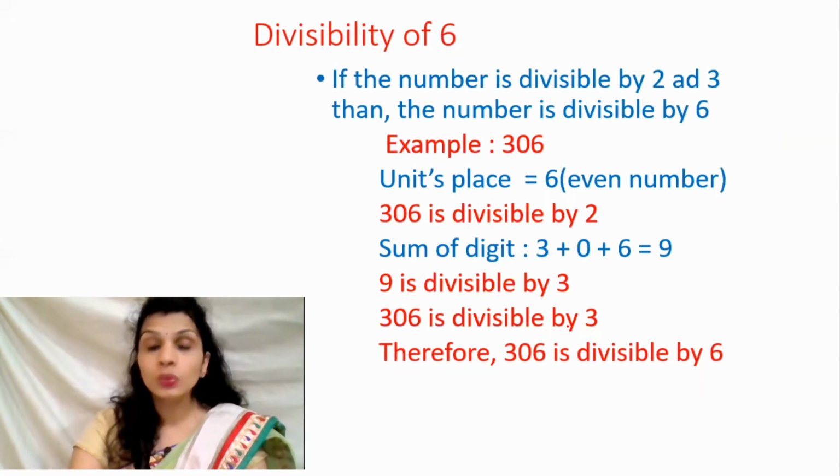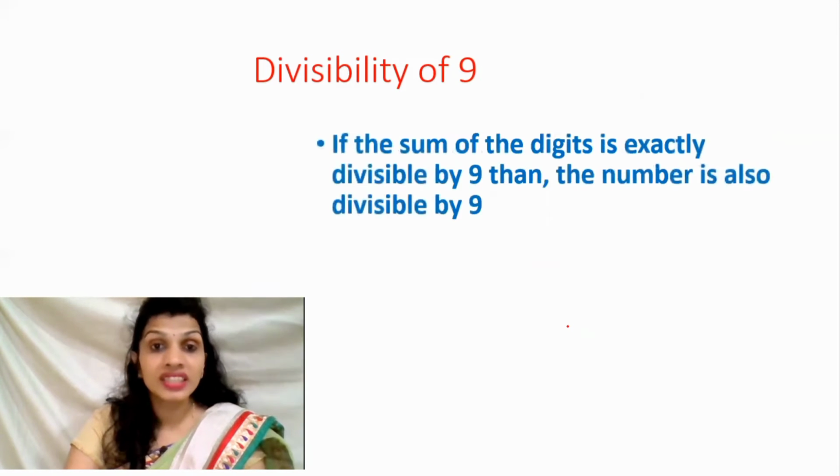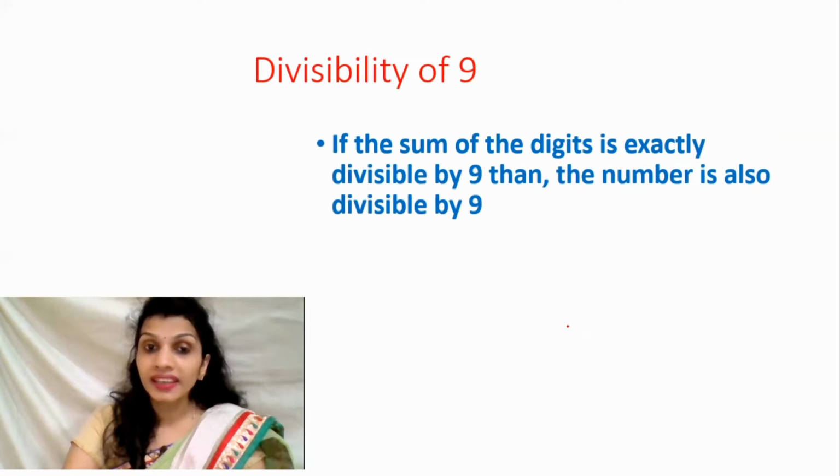Now next we are going to learn about divisibility of 9. Like 3, it is also the same. Here also we sum all the digits. So the rule states that if the sum of the digits is exactly divisible by 9, then the number is also divisible by 9.